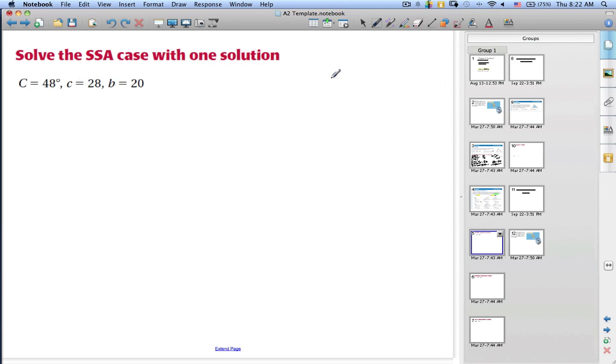All right, so let's just go ahead and really quickly sketch our triangle. So I have angle C. Let's say this is side B. B is 20. And let's say this is angle C. And C is 48 degrees. And I know that the side opposite is 28.